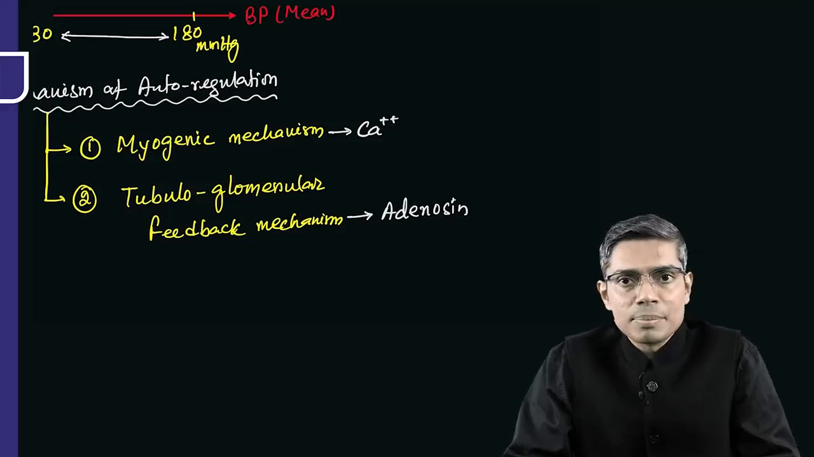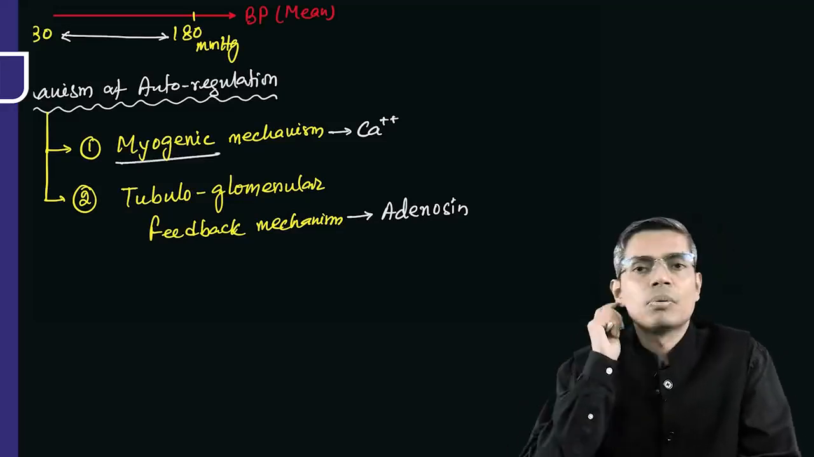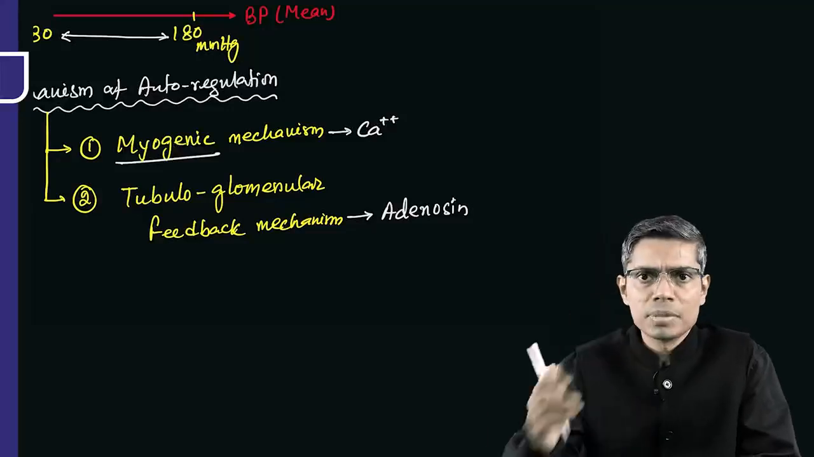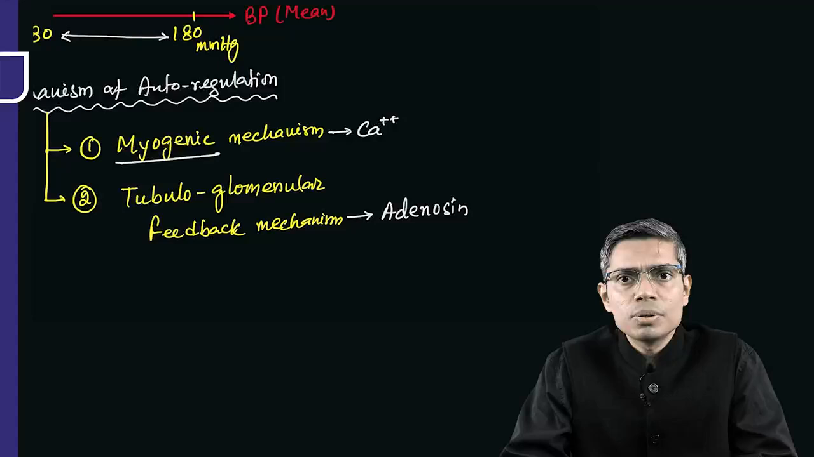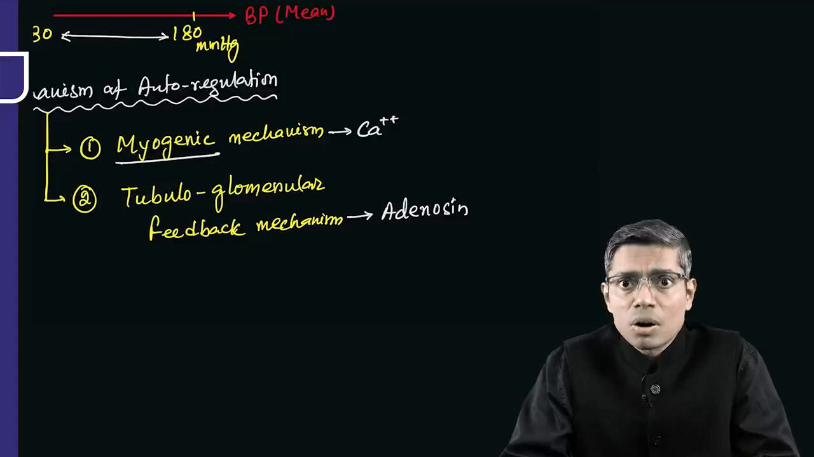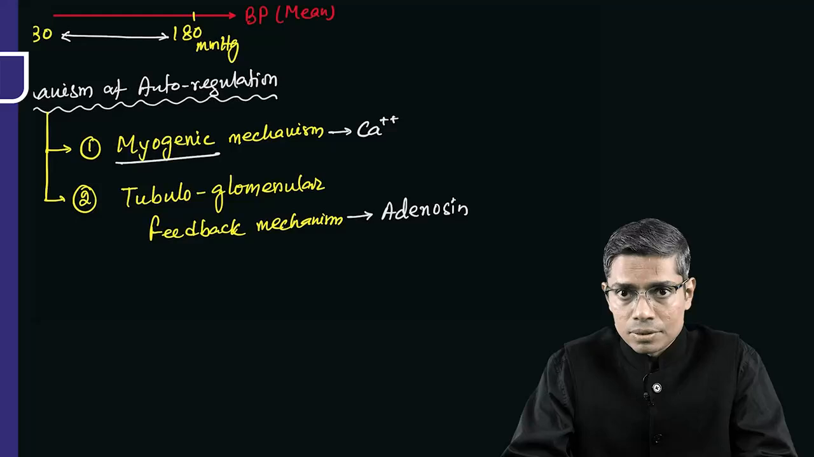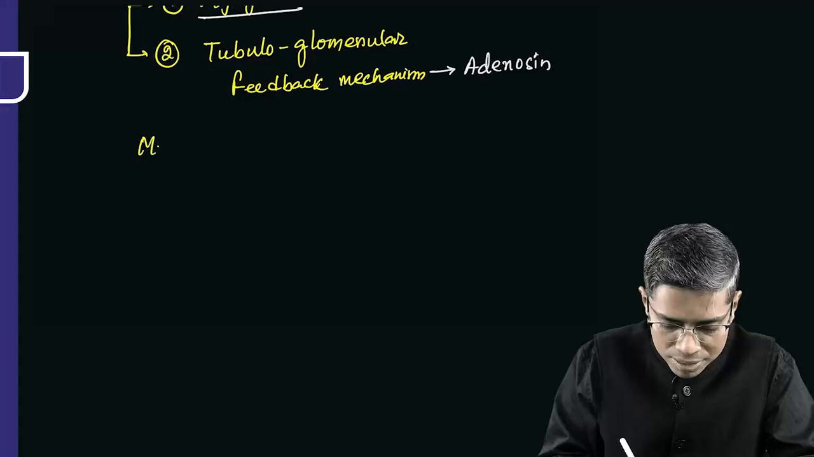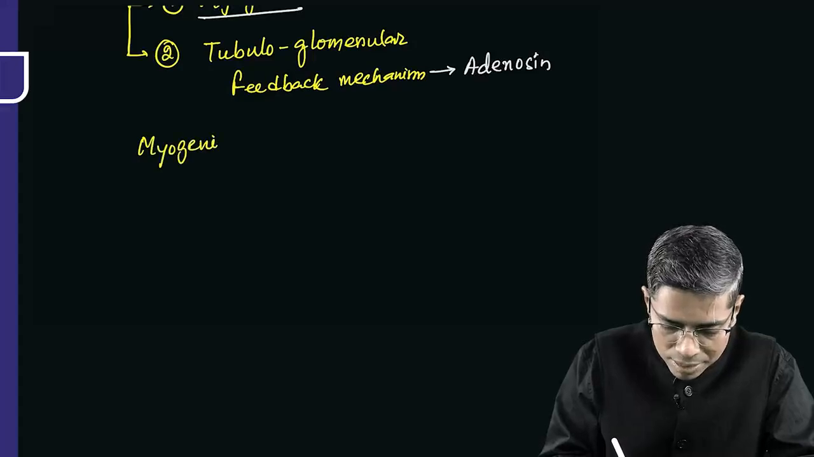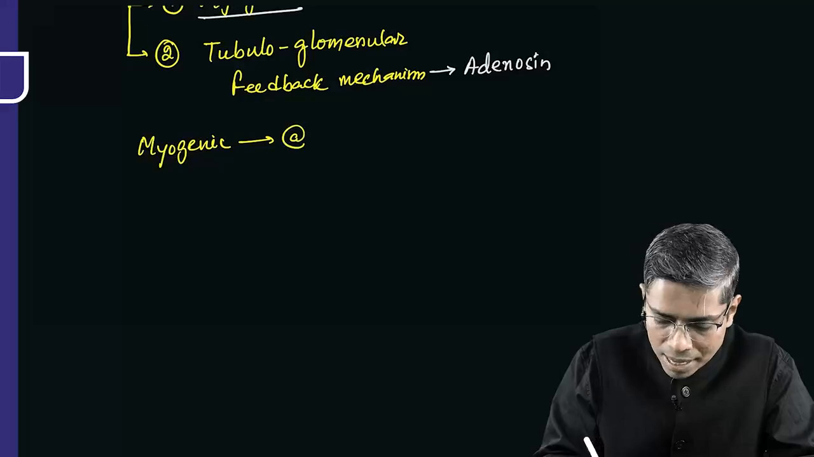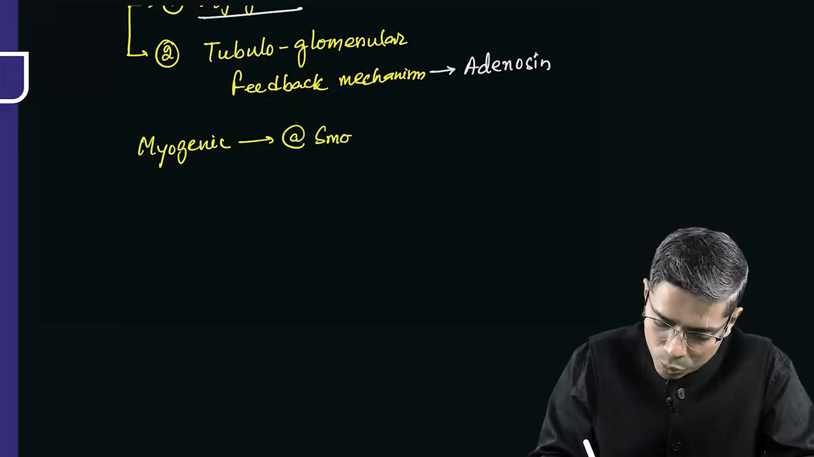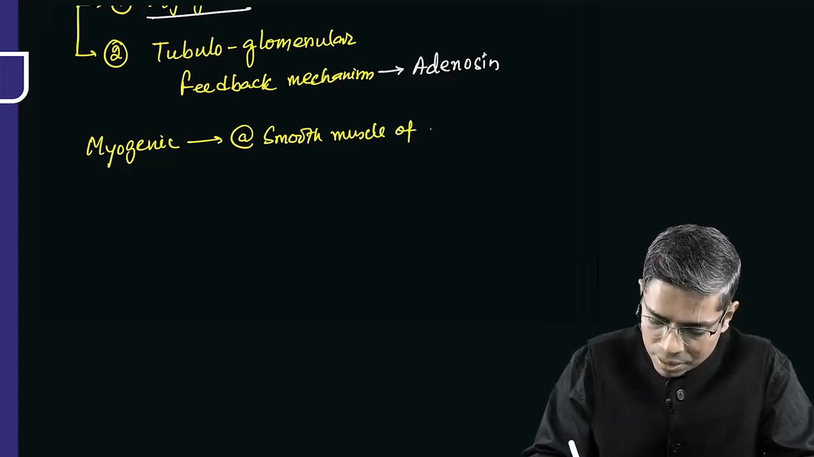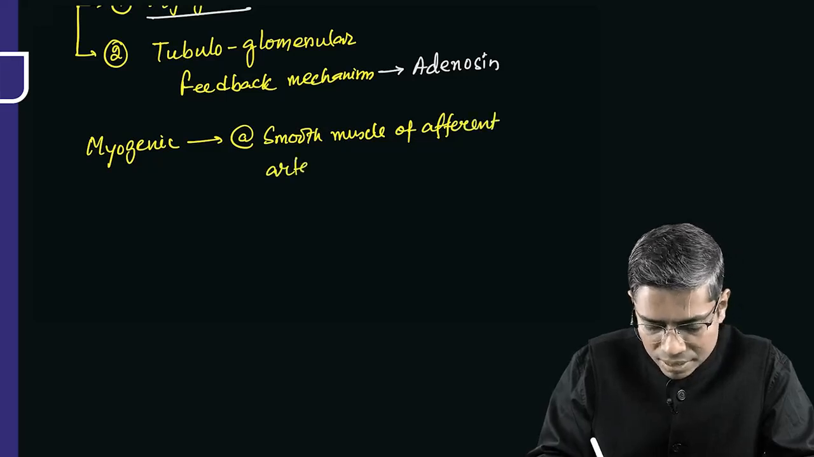Now, what is the myogenic mechanism? If I say myogenic, what are you thinking of? Myo, muscles. So this is something related to smooth muscles. Myogenic mechanism occurs at the level of the smooth muscles of the afferent arteriole.